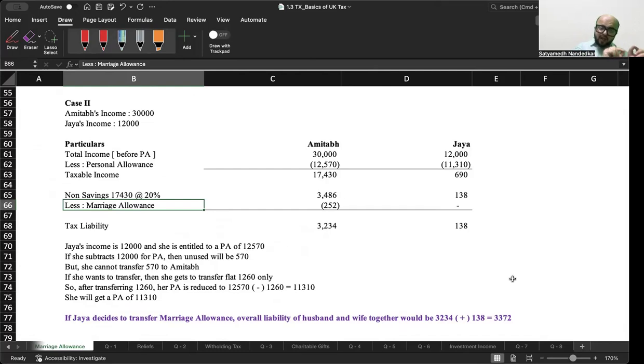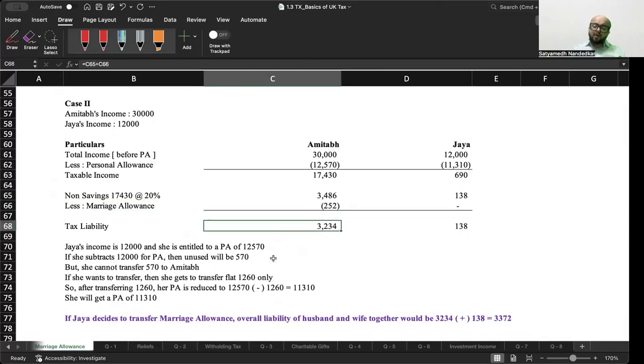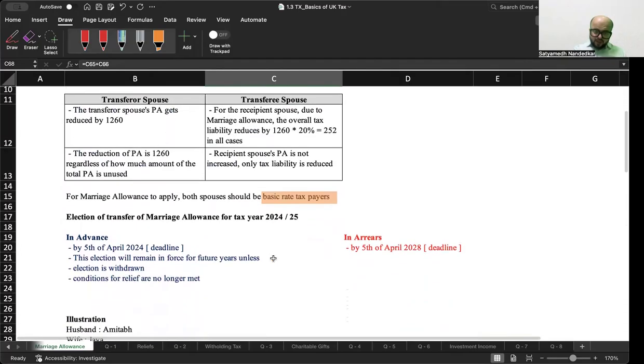No. If you want to transfer personal allowance from one spouse to another, the amount is fixed. You can only transfer 1260 from the transferor spouse to the transferee spouse. And when it goes to the transferor spouse's computation, the amount is not added to PA. Rather, you do 1260 into 20%, 252. You subtract that as marriage allowance, and then the remaining amount is your tax liability. As we discussed, for marriage allowance to apply, both spouses have to be basic rate taxpayers.